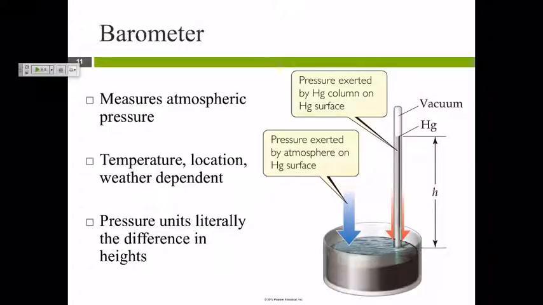Since pressure's exerted down, like it needs somewhere to go. Water will move.